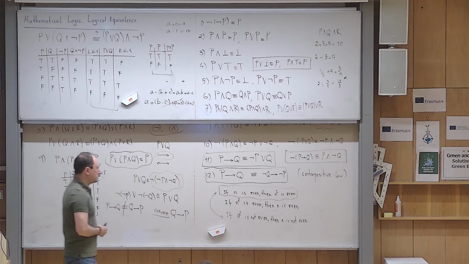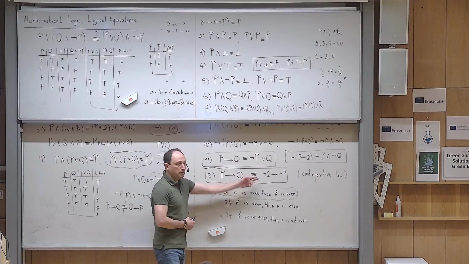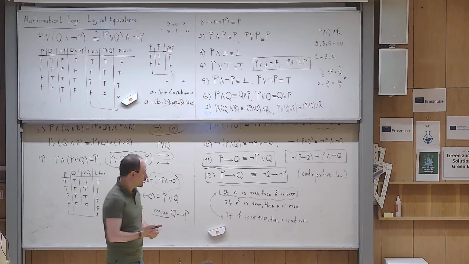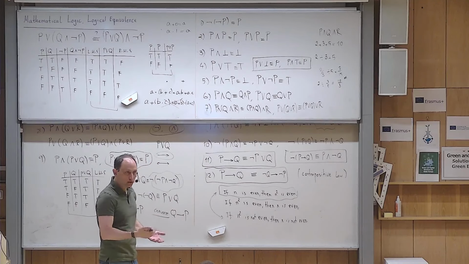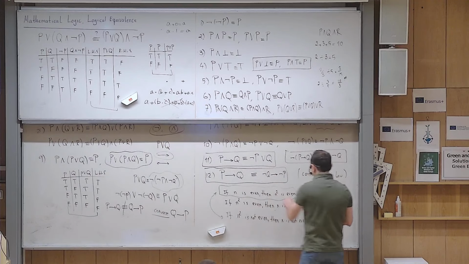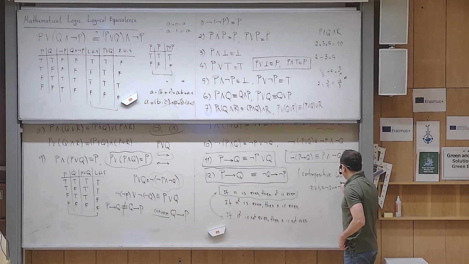So it doesn't matter. If you have proven this, it means that you have the proof of this one as well. But these two are not the same. So how can I prove this? Again, the same answer, the table, or here we have the alternative. So how can I do that? Let me start from the right-hand side. Right-hand side is: if not Q, then not P.